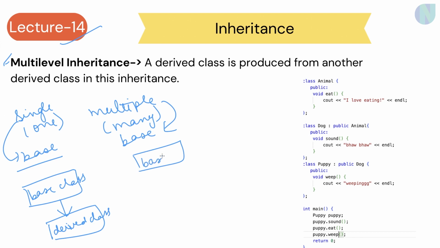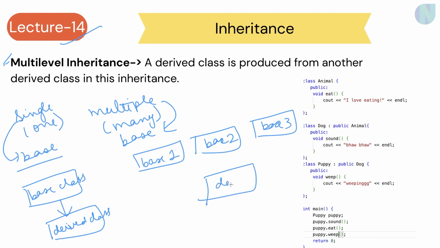Now there is base class 1, base class 2, base class 3, and then there is a derived class. This is also deriving its properties from this class, this also, this also. So you can see there are many base classes and there is a single base class. Whenever there is a single base class, it is called single inheritance, and whenever there are many base classes, it is called multiple inheritance.